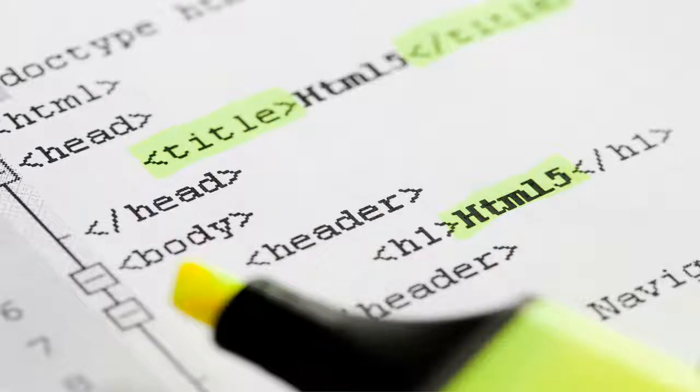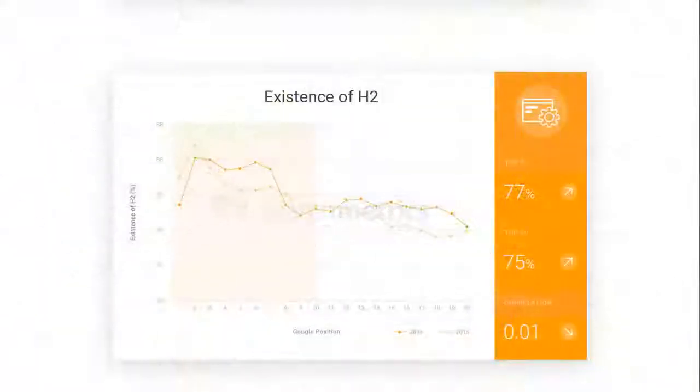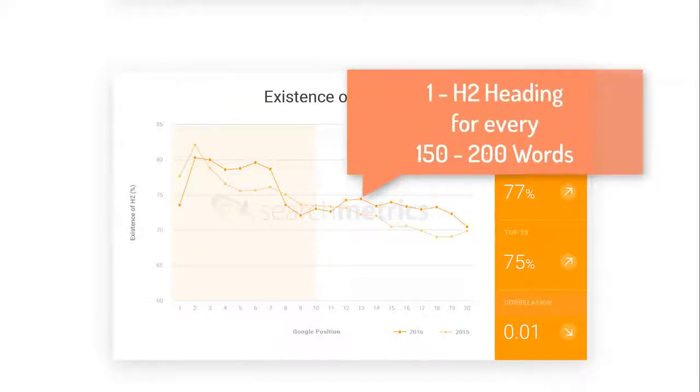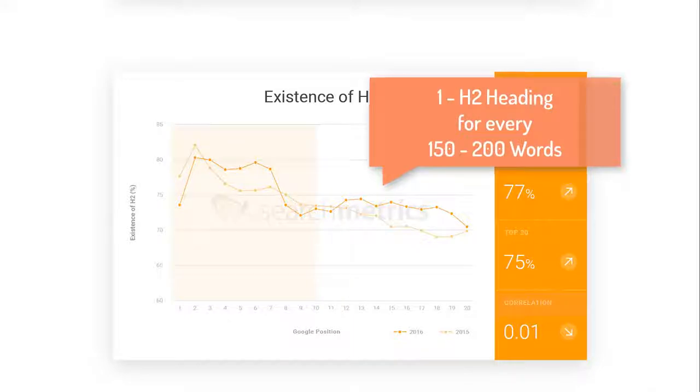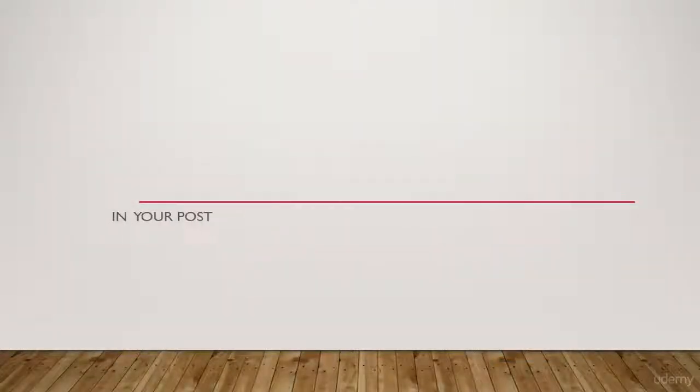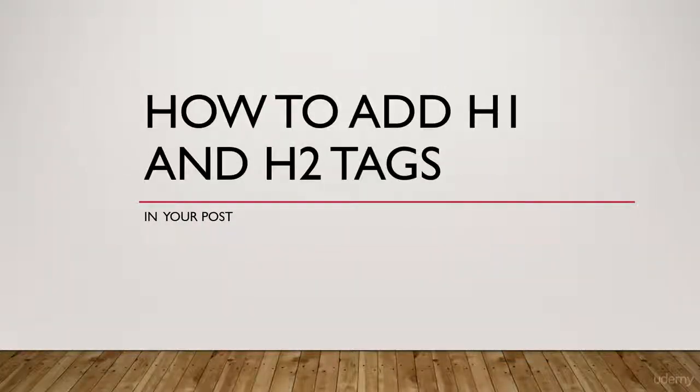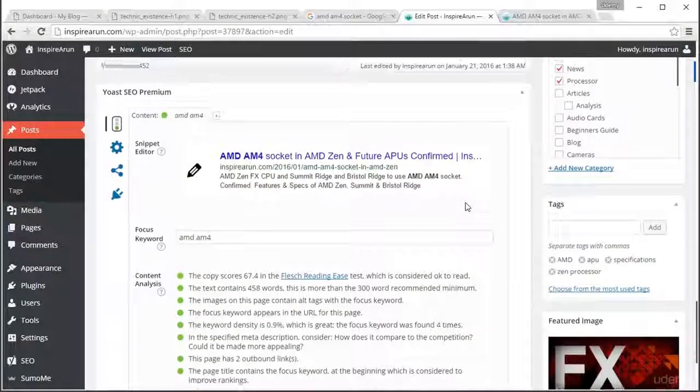It should make your content easy to read and navigate for your users, thereby improving the overall user experience too. If you still want an absolute number to follow, I would suggest one H2 heading for every 150 to 200 words. Now let's see how we can add H1 and H2 tags in your post.